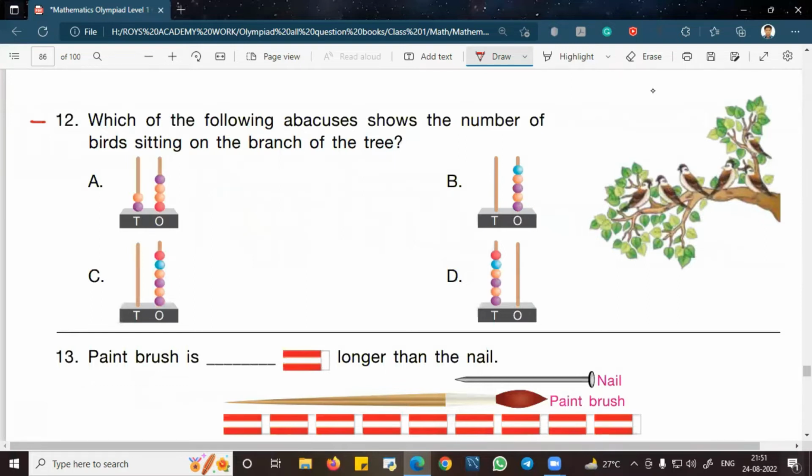So what is it asking? Which of the following abacuses shows the number of birds sitting on the branch of the tree? You have to count and match with the abacus that gives the right answer. So guys, you have to count how many birds there are, and then match it with the abacus. So that's how we get the answer. Okay, dear student, so let's count it.